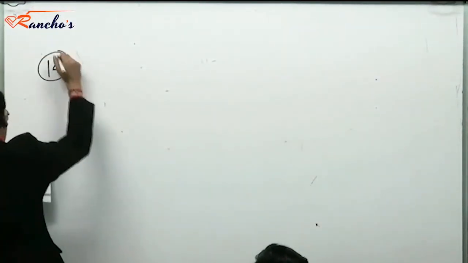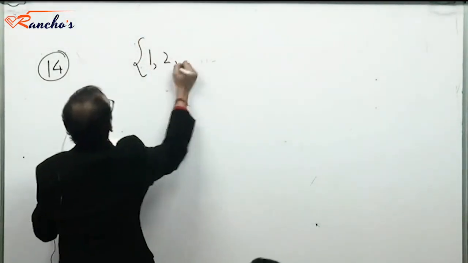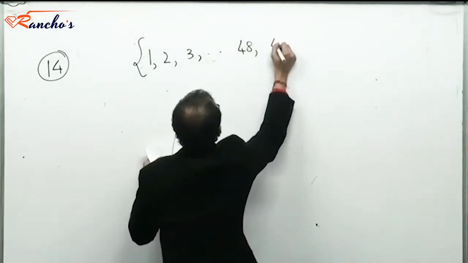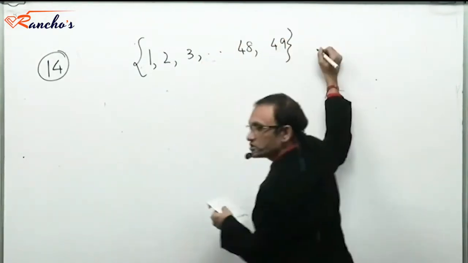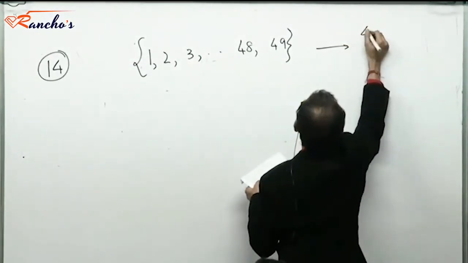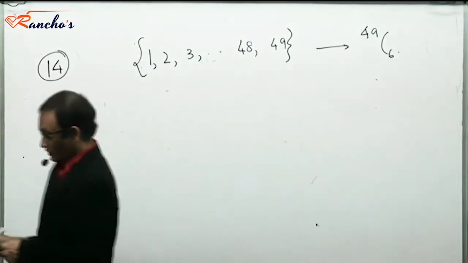Number 14. 6 numbers are chosen in a game. 1, 2, 3, up to 48, 49. 6 numbers are first chosen from this. In how many ways without condition can you choose 6 numbers from this? 49 C 6 ways. Now, what is it that we want?